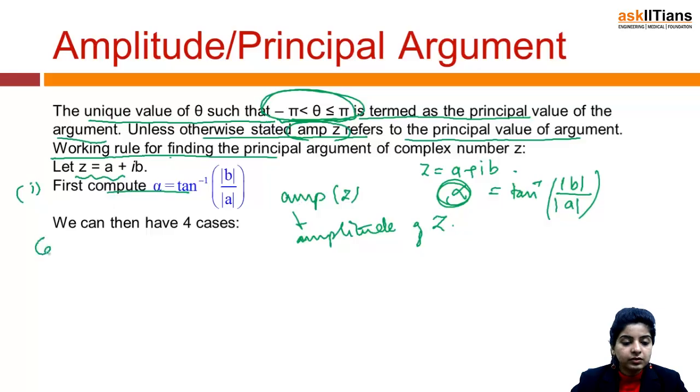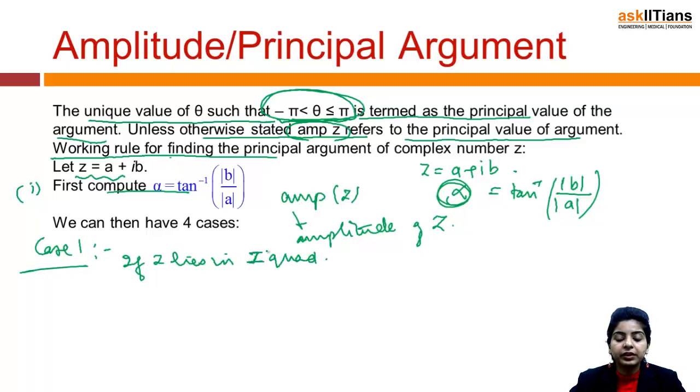What kind of cases? First case means, suppose you have that z lies in the first quadrant. What do we mean by this first quadrant? It means that if you have a complex number z is a plus ib, it will lie in the first quadrant, obviously if both a and b are positive. So that means a and b both are positive. Suppose this is my ordered pair (a, b), right?